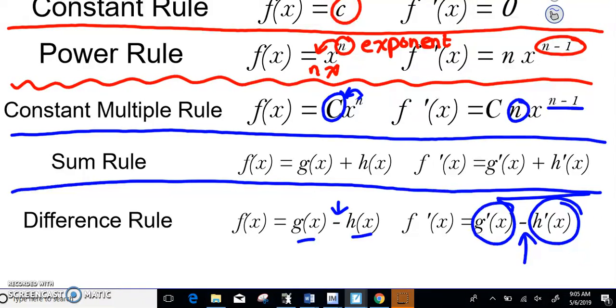That's it. That's all the rules that we have for derivatives so far. And in calculus you'll get more in depth with it. But right now, these are the only ones we're going to deal with, these 5. All right. So now we're going to go to an example where we actually start using these rules.